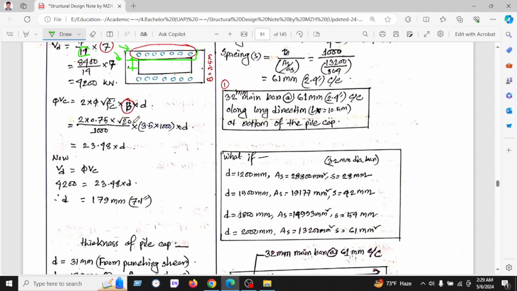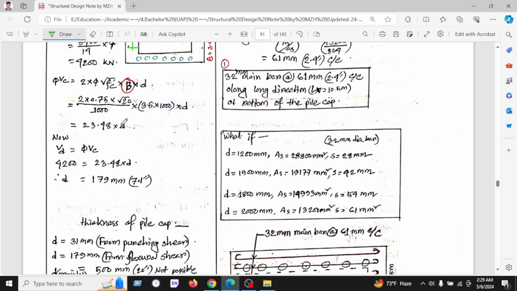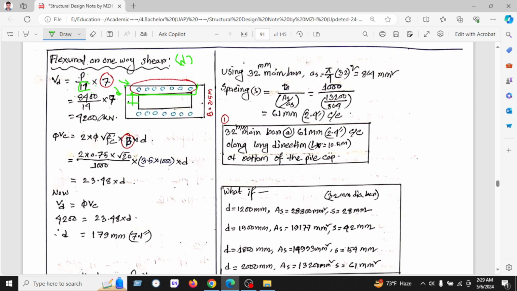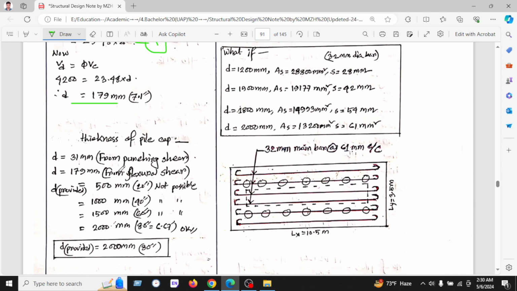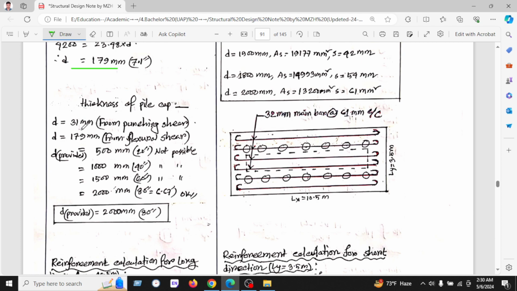Okay, so in this way, the one way flexural shear is 2 into root over f times B into T. B is 3.5 into 100, where 3.5 is the breadth of the pile cap, and we found this. This was equation 3, and this was equation 4. Solving equations 3 and 4, we found D equal to 179 millimeter. So the thickness of the pile cap we found is 31 millimeter from punching shear and 179 from flexural shear.